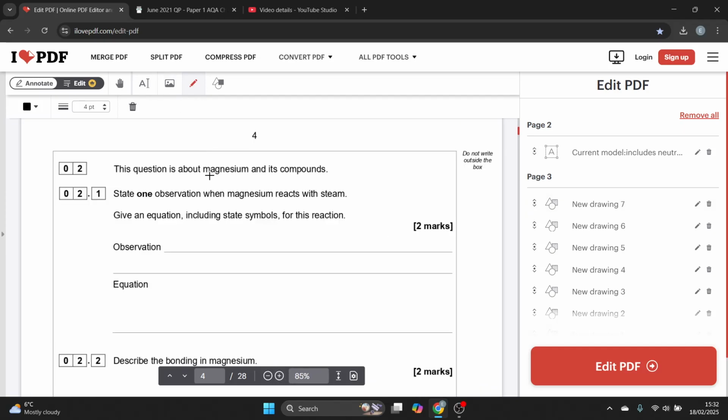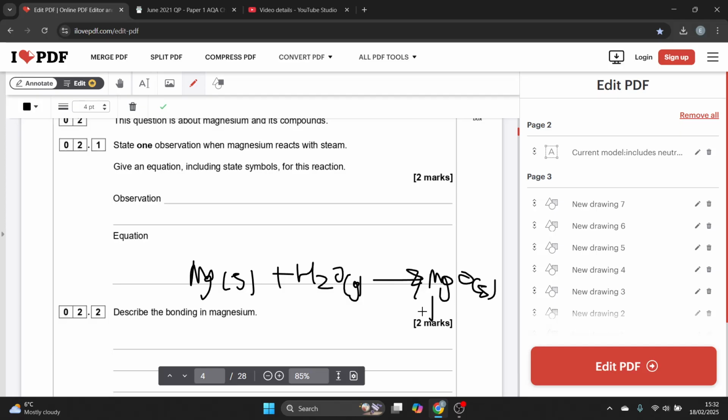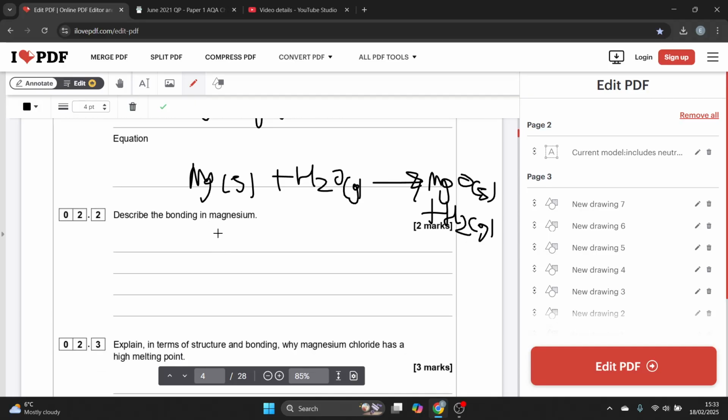State 1 observation when magnesium reacts with steam, and give the equation. I'm going to go for the equation first because I'm more confident with that. Mg solid plus H2O gaseous forms MgO solid plus H2 gaseous. So I'll form magnesium oxide when magnesium reacts with steam. Observation: bright light, white light. Mg solid plus H2O gaseous, MgO solid plus H2 gaseous.